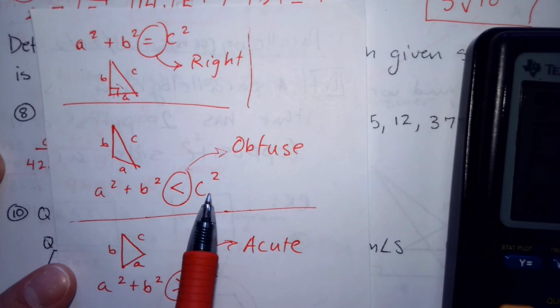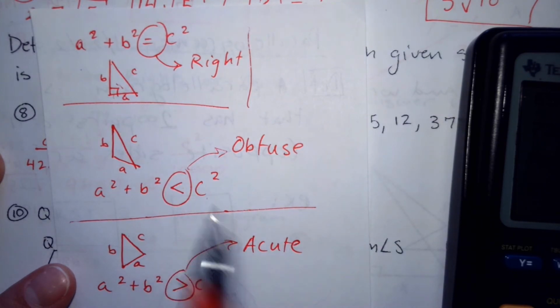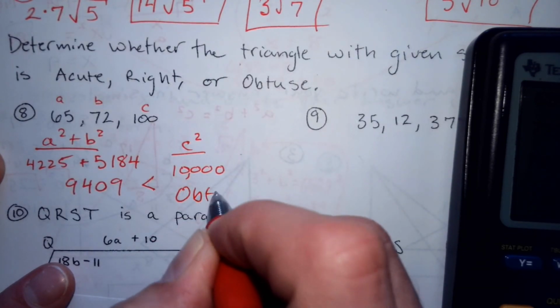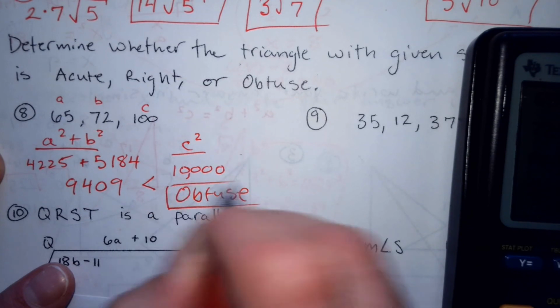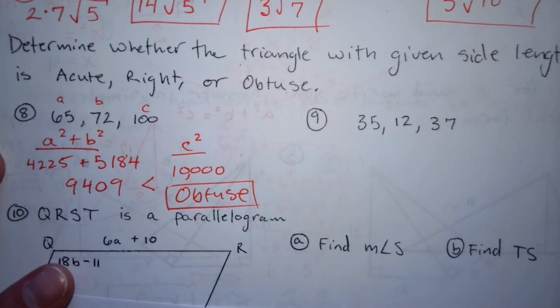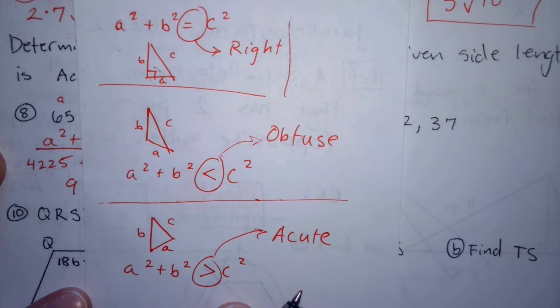If the C squared is bigger, the opening mouth is facing towards the C squared. That means C squared is bigger, obtuse. So here we have an obtuse triangle. That one I would say is like a 1-star problem. As long as you can somehow remember these 3 things, then you're good.